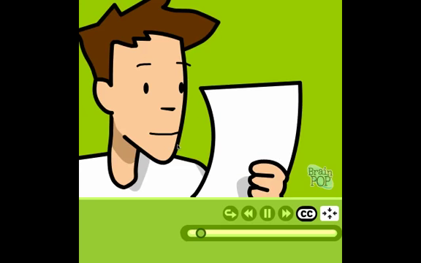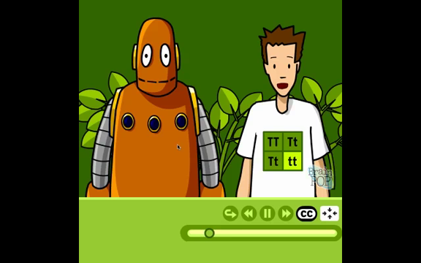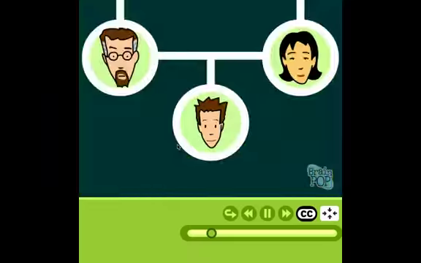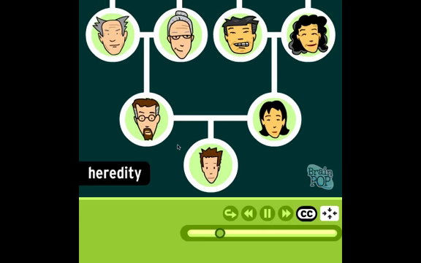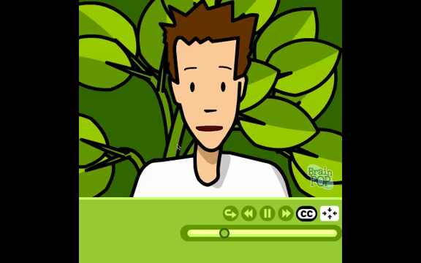Dear Tim and Moby, my parents are both short, but I'm 5 feet 8 inches tall, and I'm only 13. What's going on? From Tyra. I bet there are some tall people somewhere in your family tree. We inherit our looks, height, size, and chemical makeup from our parents. That passing of traits from parents to offspring is known as heredity. But remember that parents inherit traits from their parents and so on as far back as your family tree can go. Let's look at some pea plants to see how it all works.